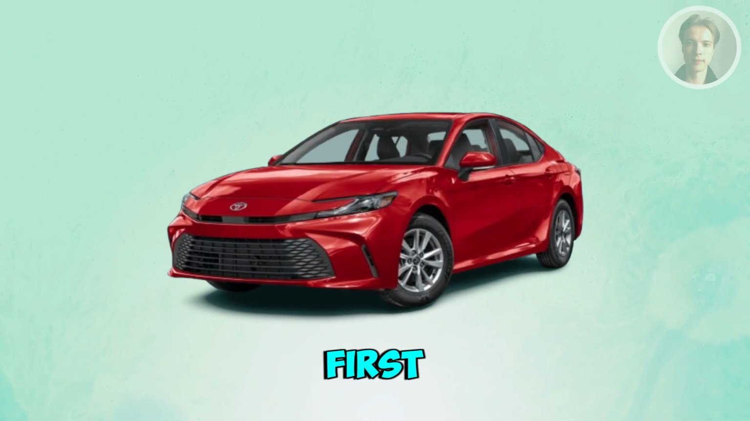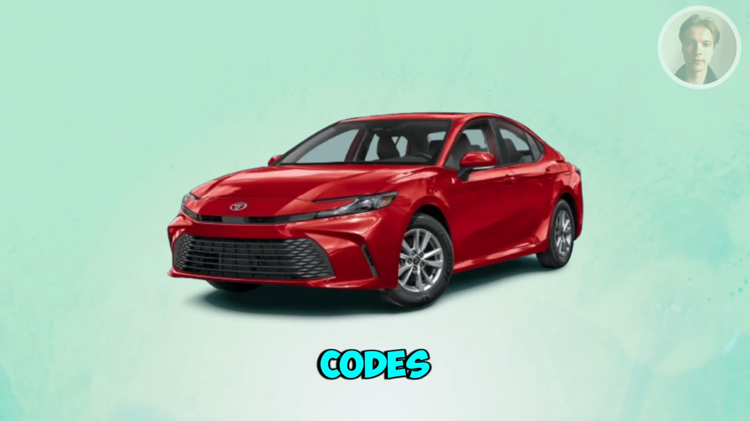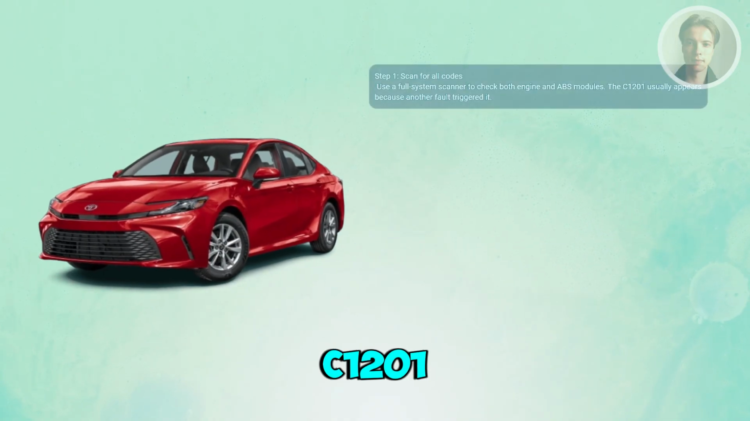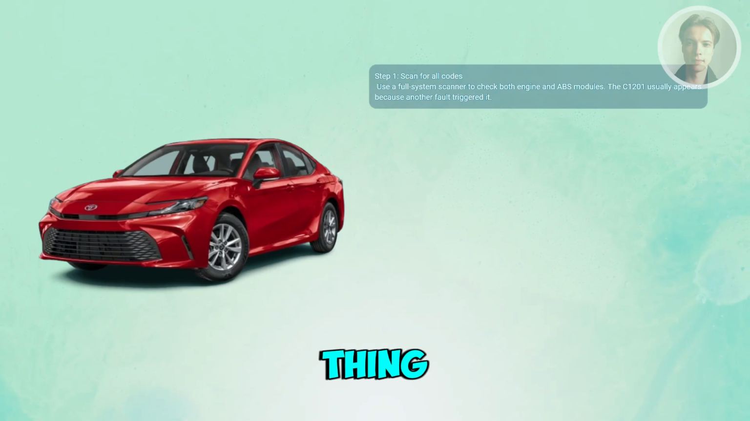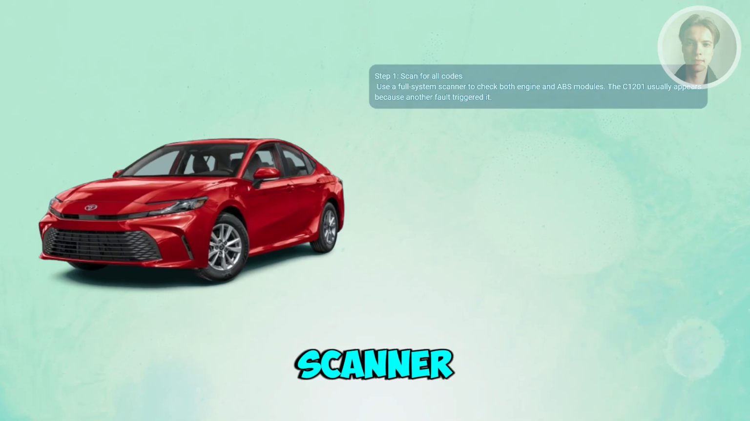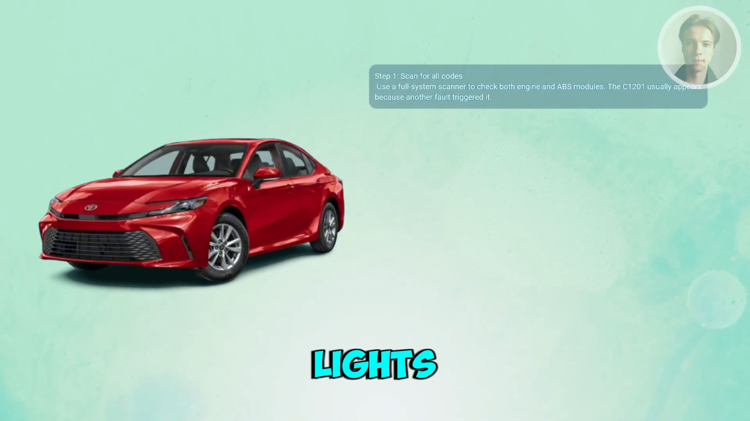So, first things first, you want to basically start scanning for any fault codes here. Now, the C1201 code usually doesn't appear on its own, so it's more like a side effect of another issue here. So the first thing to do is plug in a good diagnostic scanner that can read both the engine and the ABS or VSC systems. Now, once you pull up all the codes, take note of everything that shows up, and that list will tell you what the real problem is behind the lights here.